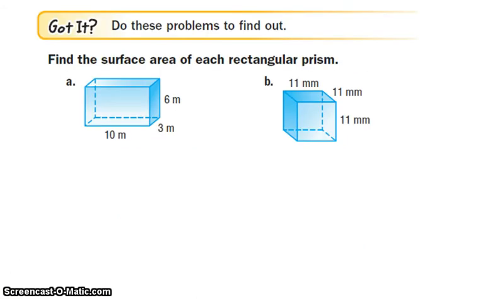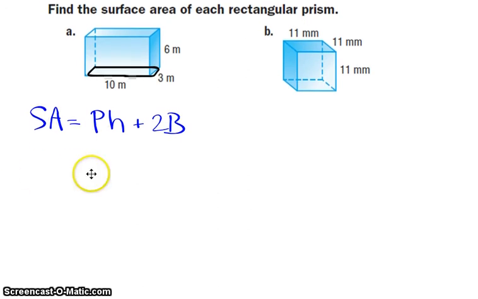I'll do one of these with you, okay, and then you can try B on your own. So let's take a look at A. What helps sometimes is if you go ahead and outline your base, okay? I always do this, because then I know what shape I'm looking at to find the perimeter. So let's start with your generic formula here. Okay, now I'm going to make this specific, just like in volume.